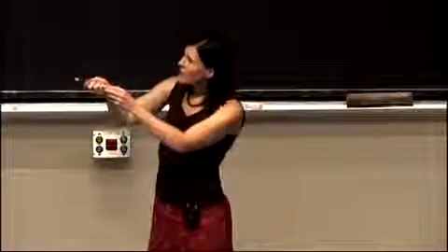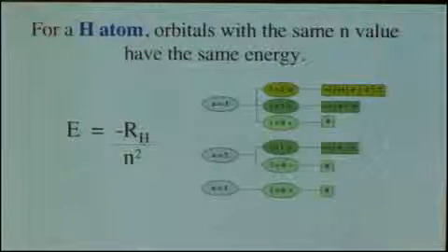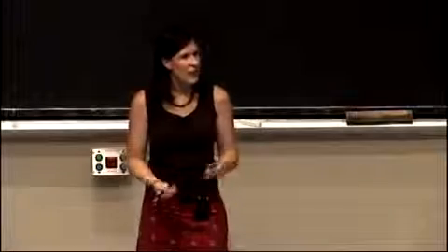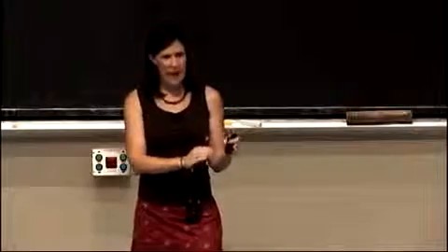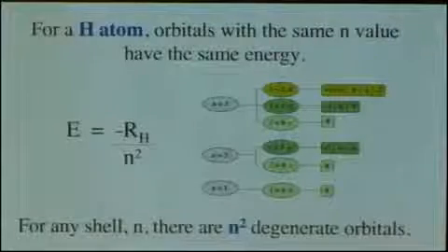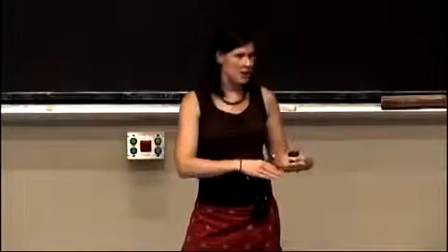So for example, if we're talking about the n equals 2 state, all of these 4 orbital descriptions are going to have the same energy. And we can generalize to figure out, based on any principal quantum number n, how many orbitals we have of the same energy. And what we can say is that for any shell n, there are n squared degenerate orbitals. And the word degenerate simply means same energy. So you have n squared orbitals that are of equal energy when they're degenerate.